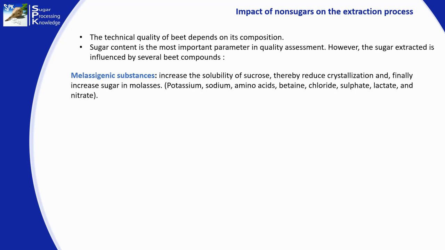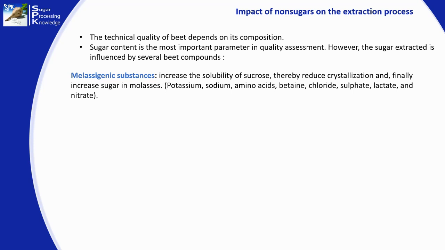These have the property of increasing the solubility of sucrose, thereby reducing crystallization, and finally increasing sugar in molasses. These compounds include potassium, sodium, amino acids, betaine, pyroglutamic acid, chlorides, sulfates, lactic acid, and nitrates.